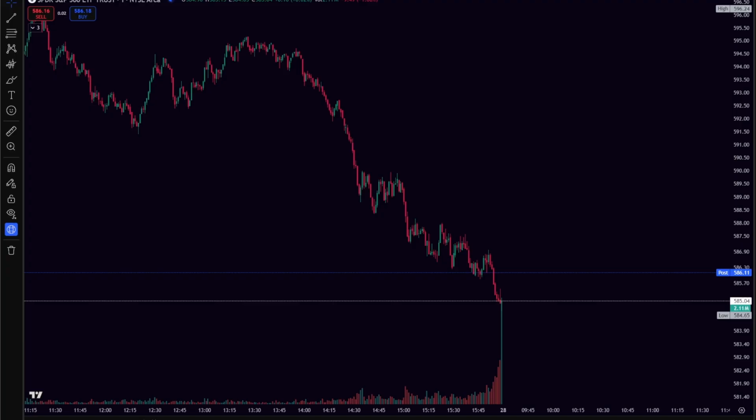So I'll use the options chart sometimes. They respect trend lines very well too, along with fibs.